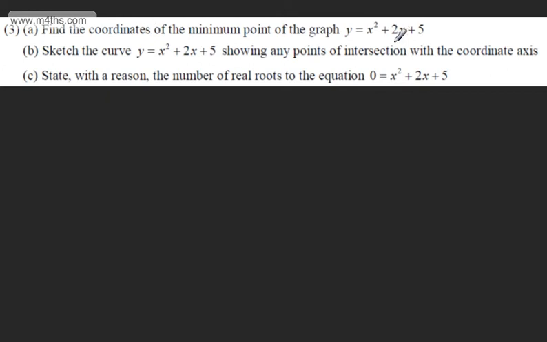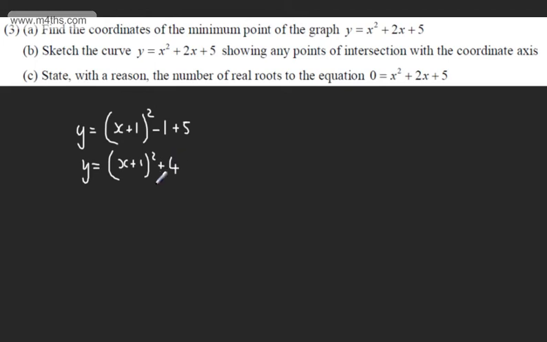y is equal to x squared plus 2x plus 5. To do this, I'm going to complete the square. So I can write this as y is equal to x plus half the coefficient of the term in x, which will be plus 1. We square the bracket and subtract away 1 squared. That's going to give me minus 1, and then I add the 5. So we can write in completed square form (x plus 1) all squared plus 4.